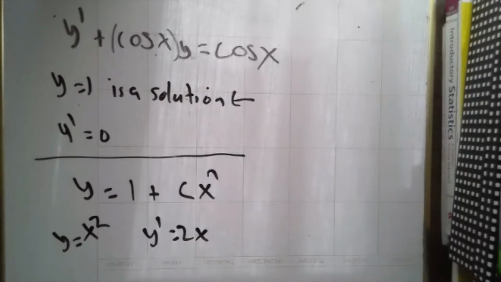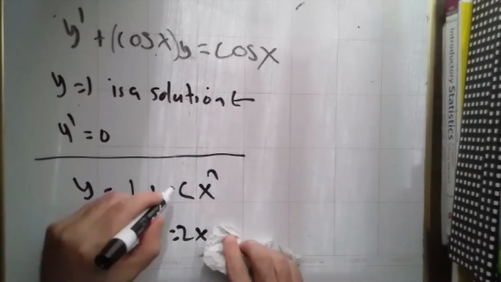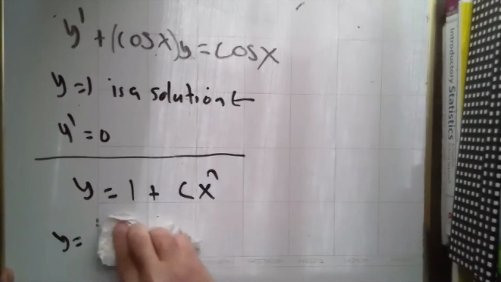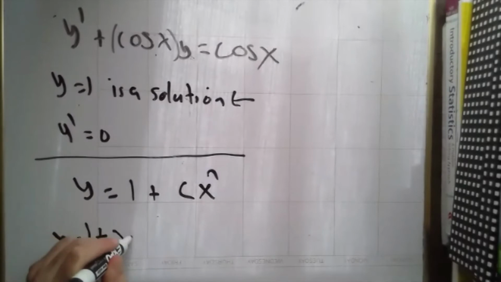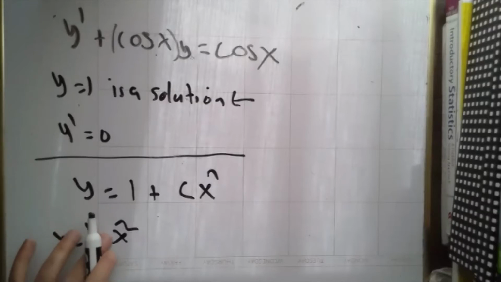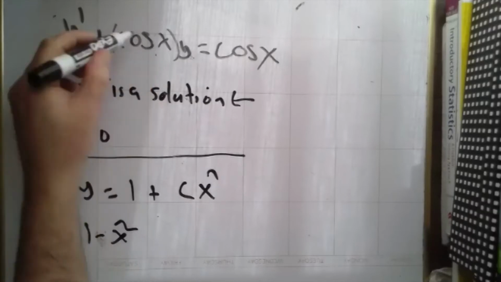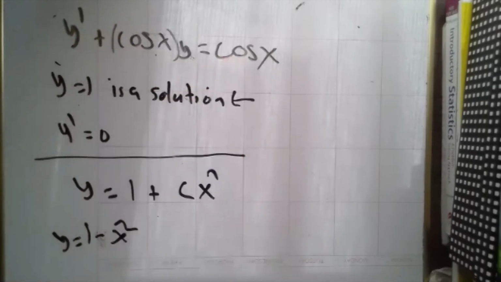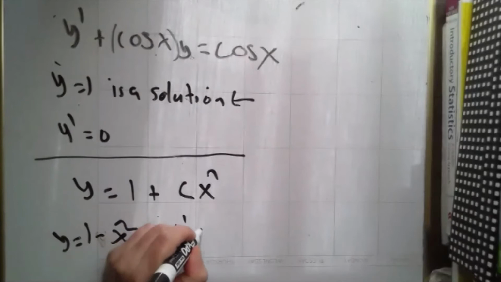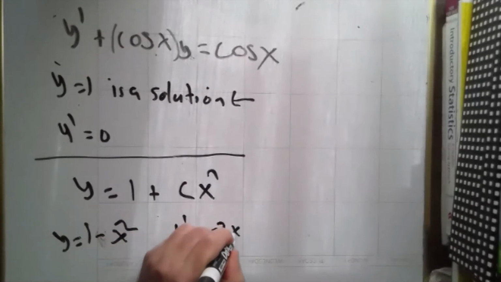Oh, maybe we can get something to cancel out if we did more like this. Maybe 1 plus x squared. Maybe if we throw in a minus in there, maybe we can get this term to cancel something over here, so we're just left with cosine. If we try it, y prime would be negative 2x. And again, it's not going to work out. The powers aren't going to match up.